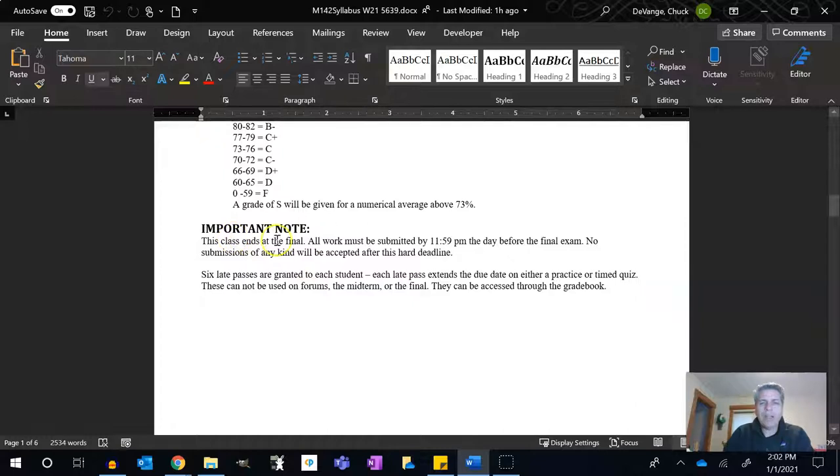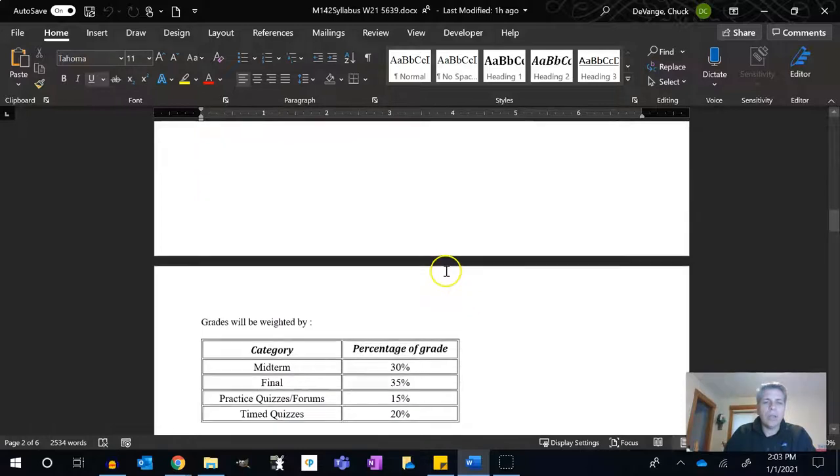One thing I want to point out, the class ends at the final. So if you're trying to get stuff done, all work must be submitted by 11:59 p.m. the day before the final exam. So the day before the final is your last chance to get anything in that you haven't got in yet. Nothing will be accepted after that date. You also get 6 late passes, which you can use on some of the assignments. And we'll talk about those in a moment.